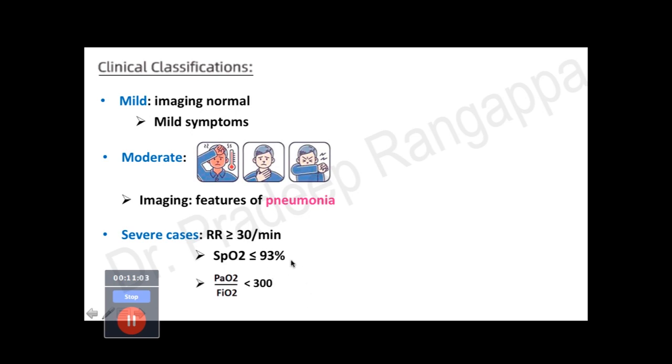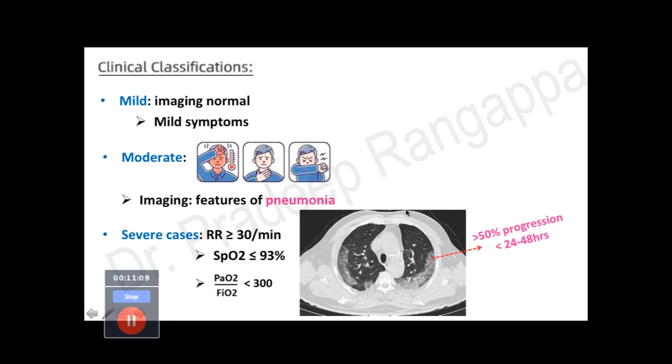And in severe cases, because they're tachypneic, you would do imaging, and since you have a high index of suspicion, you do a CT. CT or imaging would show more than 50% progression in less than 24 to 48 hours. It means they'll be rapidly progressive with regards to the imaging findings. So if you do a CT, you would see the infiltrates getting worse within 24 to 48 hours.